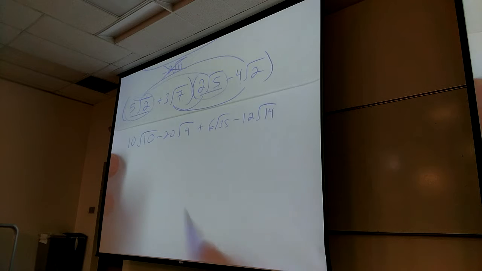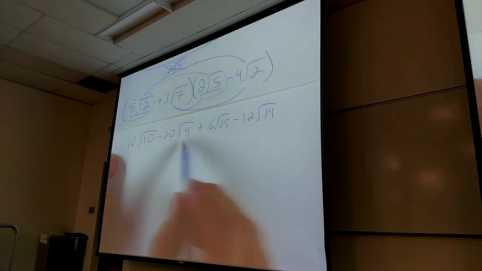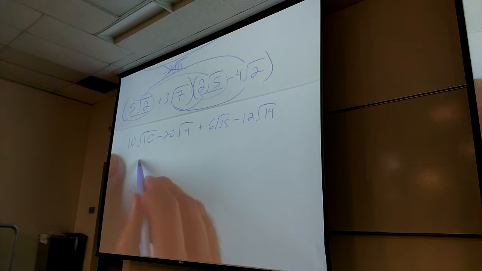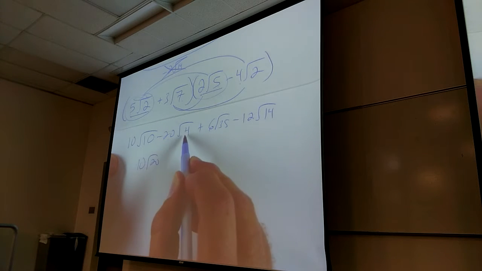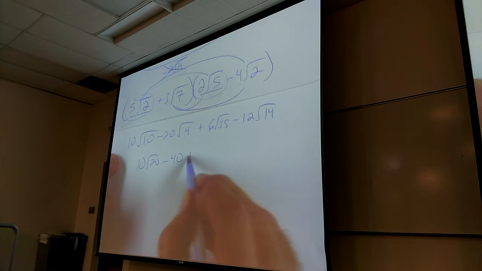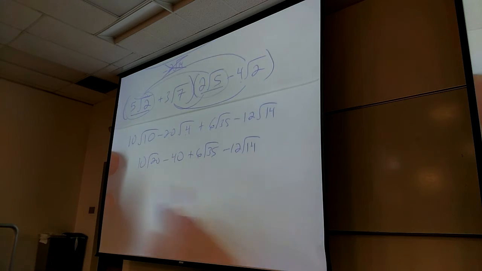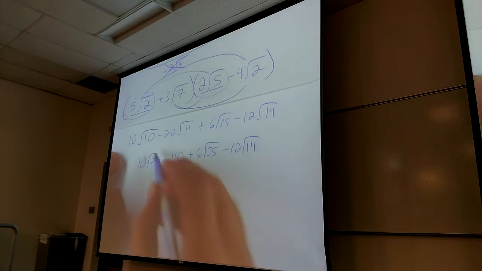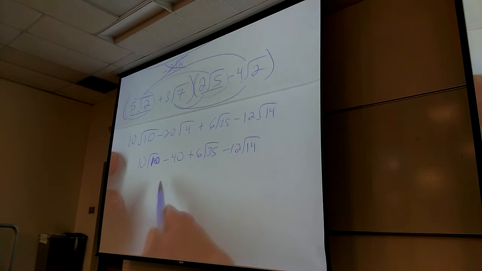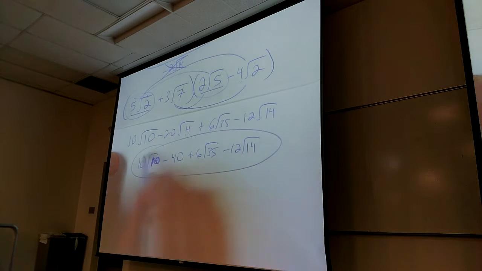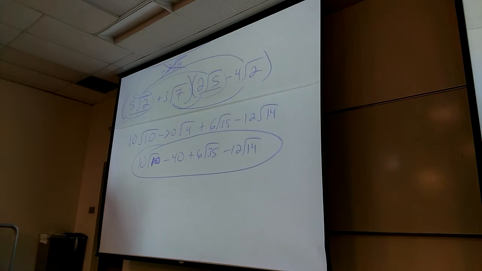And now I just look through to see, are there any like terms or anything I can do anything with? Yeah, this will be 10 rad 10, 20 times 2. Are there any like terms? No. Anything else I can simplify? No. Done. It just feels like it's not done, but there's these radicals. There's not going to be as many like terms. All right, one more.